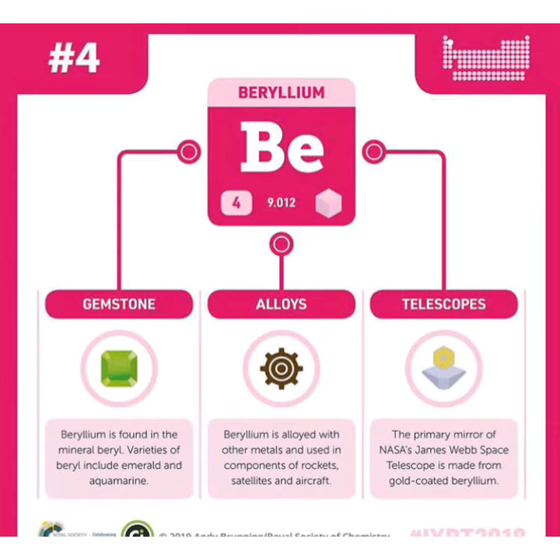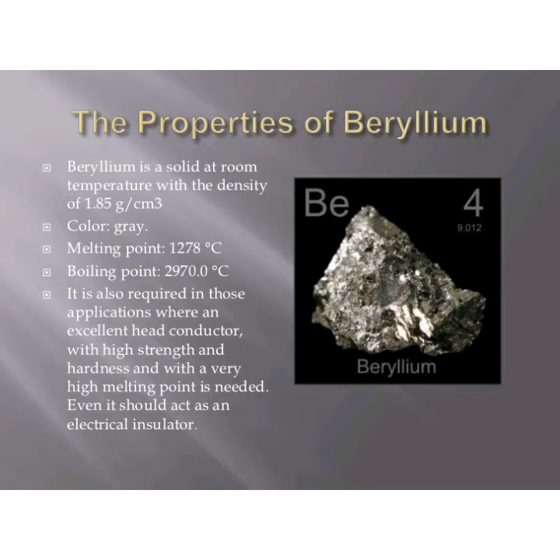Three important uses of beryllium. First one, gemstone. Beryllium is found in the mineral beryl. Varieties of beryl include emerald and aquamarine. Next one, alloys. Beryllium is alloyed with other metals and used in components of rockets, satellites and aircraft. Next one, telescopes. The primary mirror of the NASA James Webb Space Telescope is made from gold-coated beryllium.